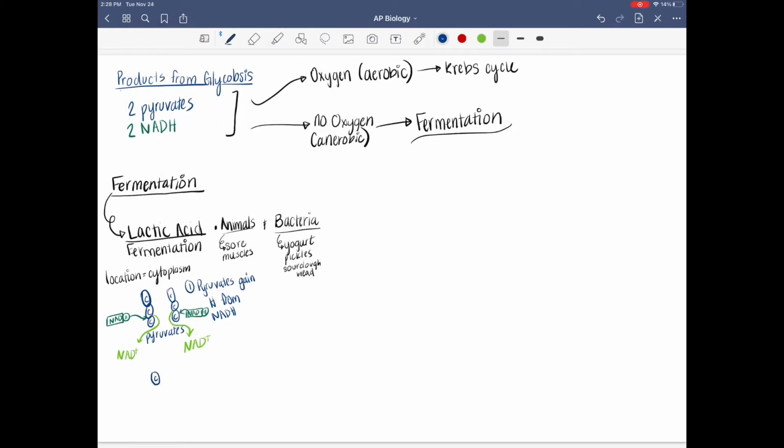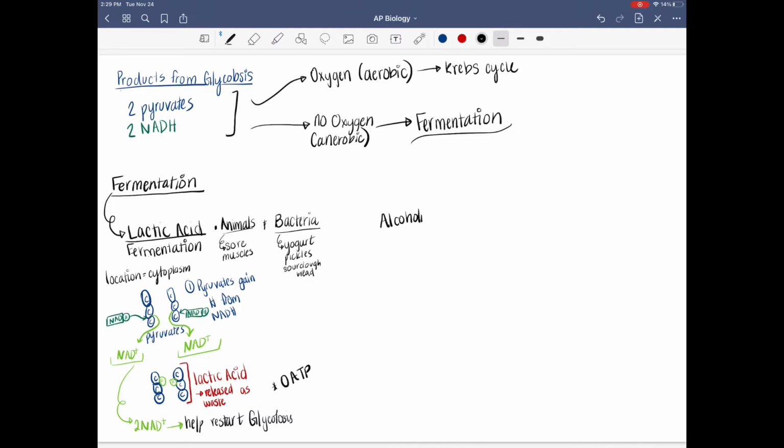Now that hydrogen is attached to that 3-carbon molecule, that is a lactic acid molecule. It's going to be released as waste, and the NAD+ that we've made are now going to help us restart glycolysis. So keep in mind, when we are going through fermentation, there's 0 ATP in this process because the whole purpose is to restart glycolysis.